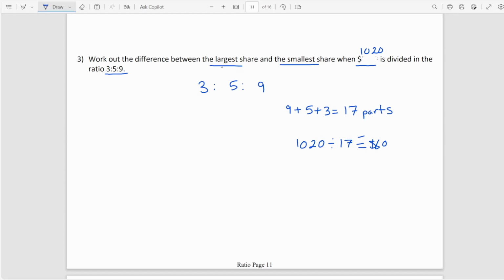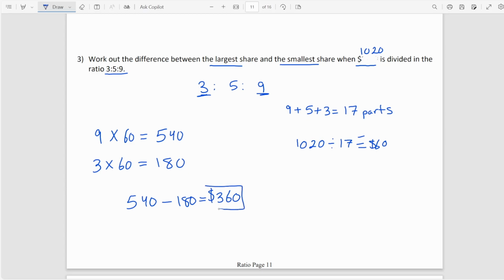Now, we want to know the difference between the largest share and the smallest share. So, as you can look here, what is the largest share? It's the person who's going to get 9 parts. And the smallest share is the person who's going to get 3 parts. Now, the person who's going to get 9 parts is going to get 9 times $60 per part. Okay? And this will give us $540. This is his share. Now, the person that will get 3 parts times 60, he will get $180. Okay? This is his share. So what is the difference between their shares? It will be 540 minus 180 and gives us $360. This is the difference. Okay?